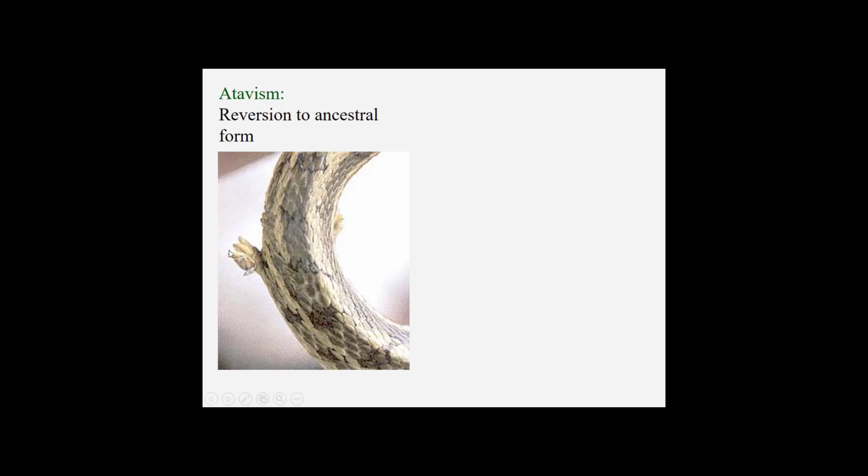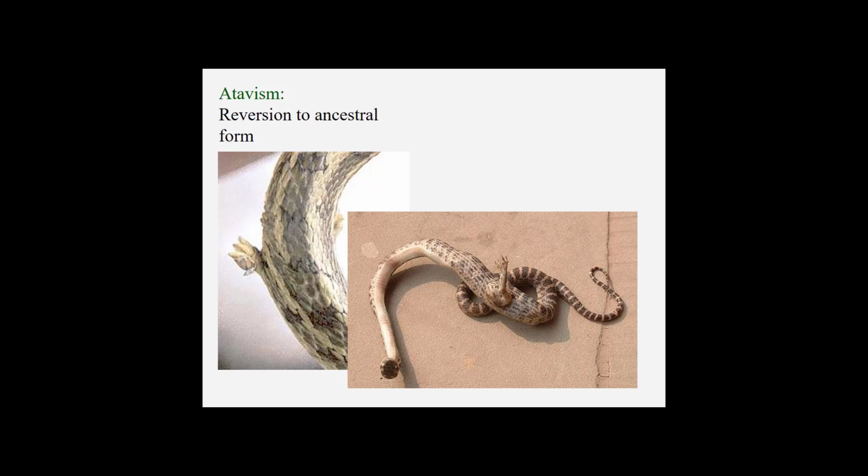We see that it has fully developed claws here, showing that its ancestors would have had those claws. Those genes present to produce claws on a snake are still present. It's just that they are not normally expressed. And in fact, an even more extreme example is here.